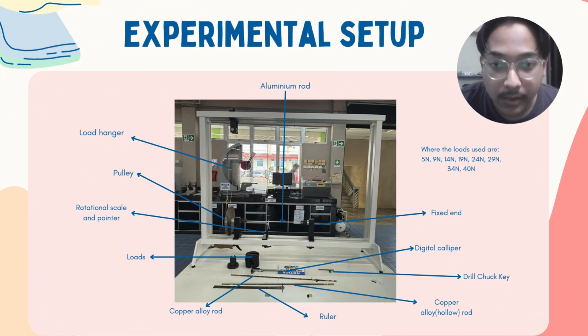Okay, hello. So next, I'm going to present the experiment setup. First we have the aluminum rod, load hanger, pulley, rotational scale and pointer, loads which we use from 5 Newton until 40 Newton, copper alloy rod, a ruler, copper alloy hollow rod, drill chuck key, digital caliper, and fixed end.